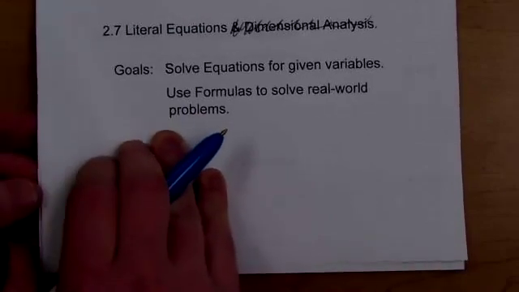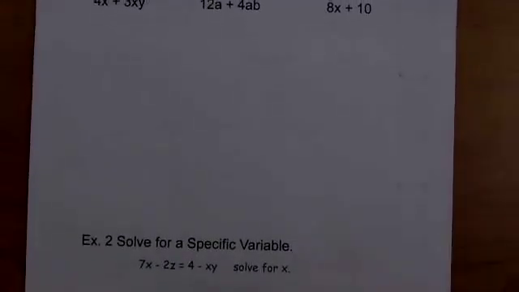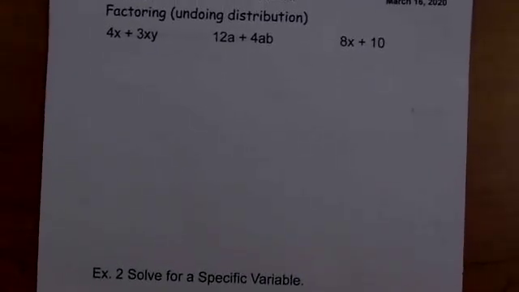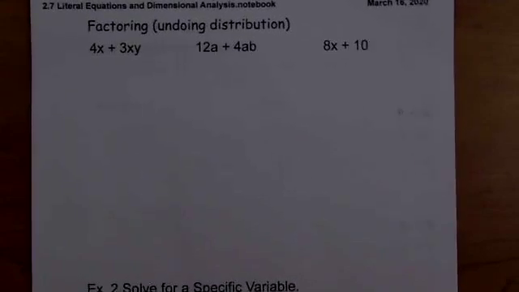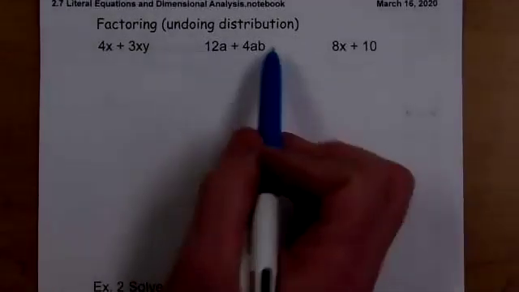All right, so this is 2.7 literal equations again. But now we're going to look at another scenario of what happens. But before we do that, we got to look into what's called factoring, right? Or undoing distribution.